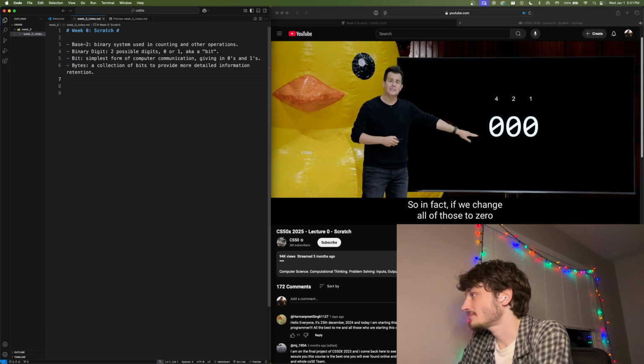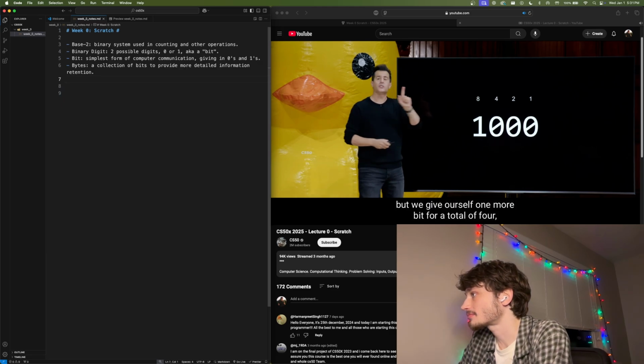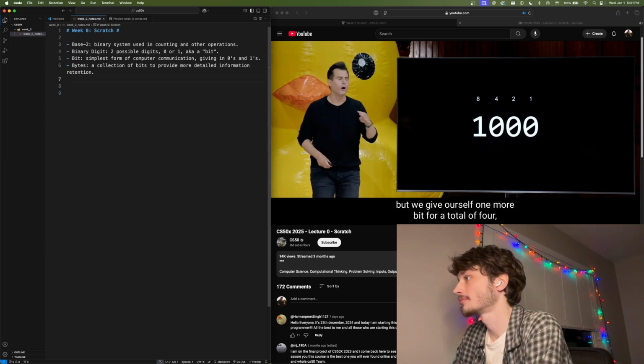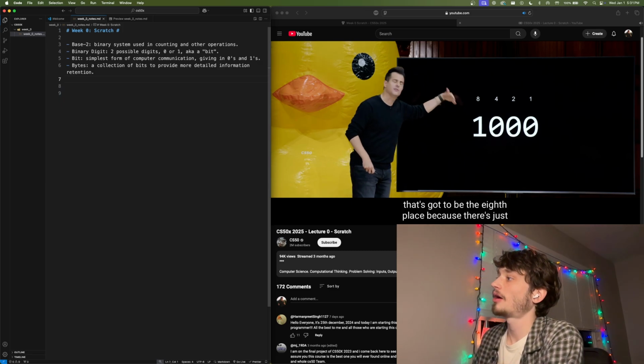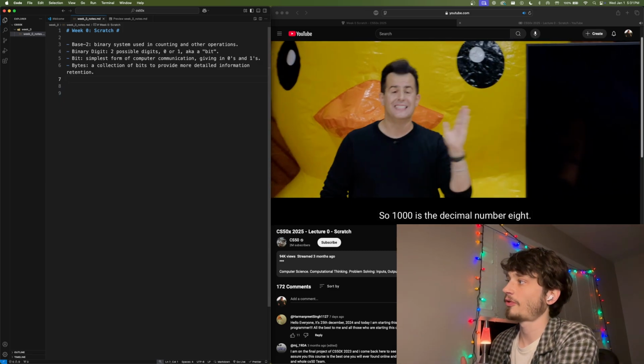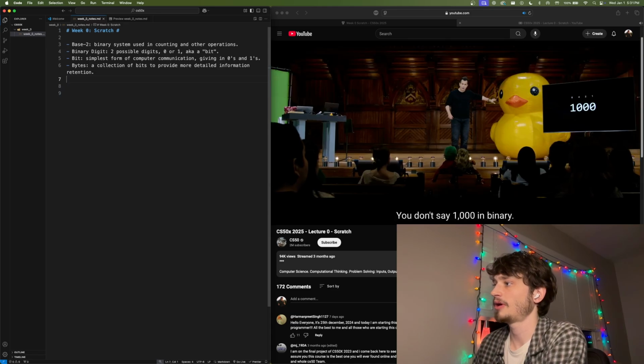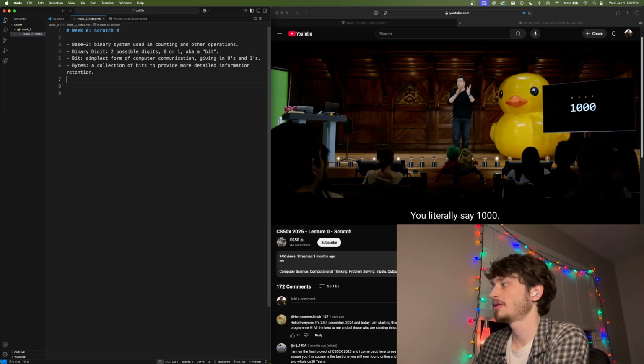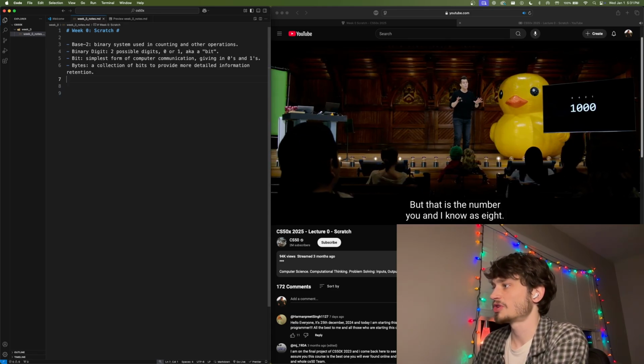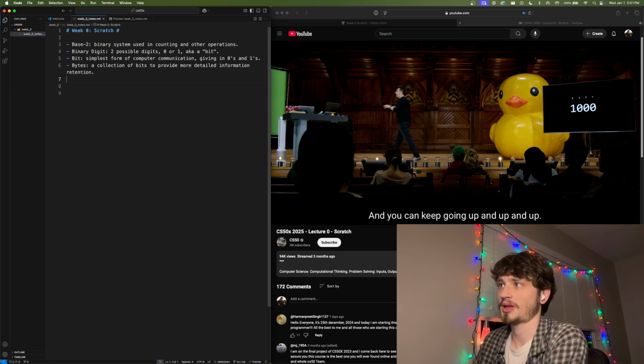So in fact, if we change all of those to 0, but we give ourselves 1 more bit for a total of 4, that's got to be the 8s place, because it's just another power of 2. So 1, 0, 0, 0 is the decimal number 8. You don't say 1,000 in binary. You literally say 1, 0, 0, 0, but that is the number you and I know as 8. And you can keep going up and up and up.